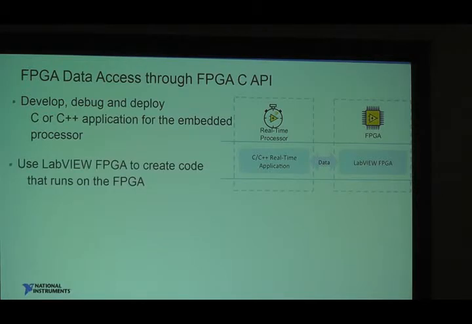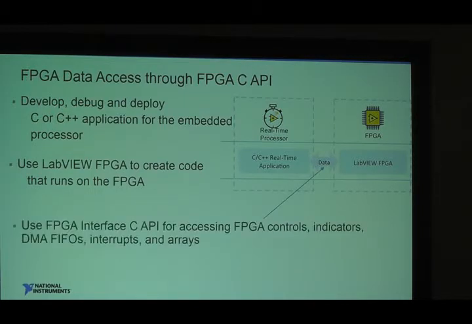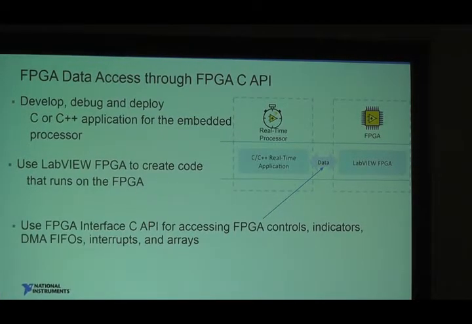But now, if you wanted to communicate to the FPGA and get some of the I/O from the FPGA, controls, indicators, or the actual I/O on the CompactRIO, you would need to use the FPGA C API, because it will provide you an interface to the I/O on the FPGA inside your C application.